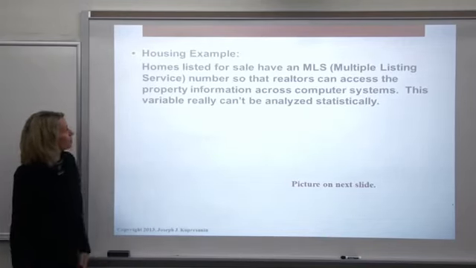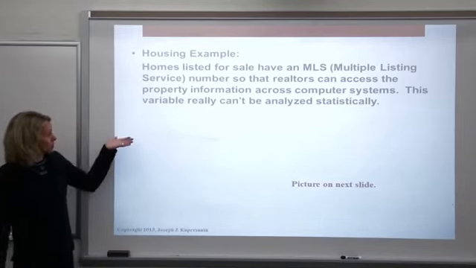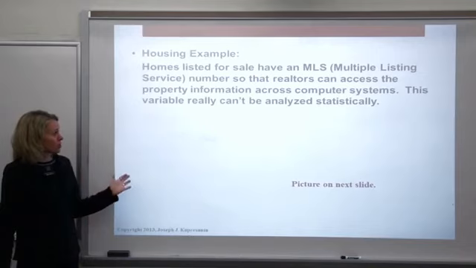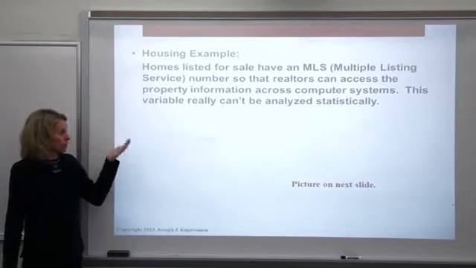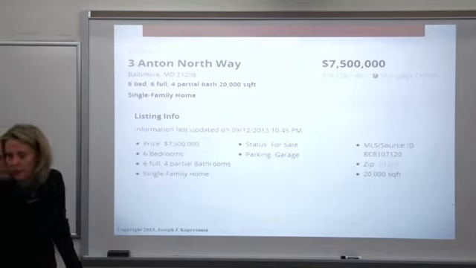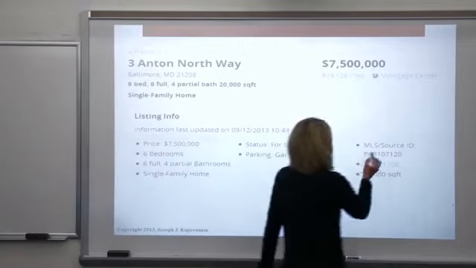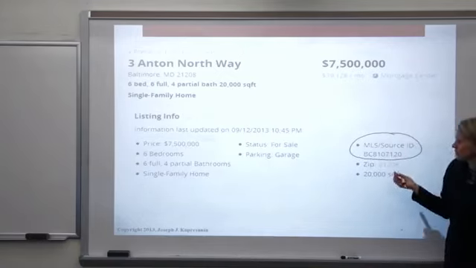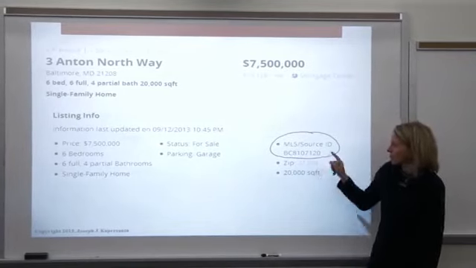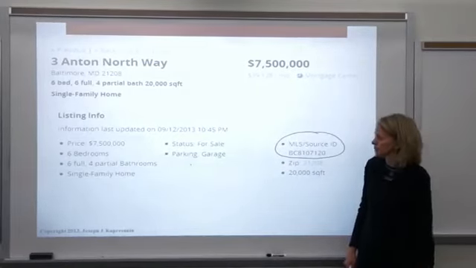In the housing example, homes listed for sale have an MLS number, a multiple listing service number, kind of like the VIN number on your car, so that realtors can access that property information from different computer systems. We would never really analyze that variable. This is an example of an identifier variable. So this is an example of a home listing, and if we look over here, here's this MLS number, and any real estate agent from any company could access that number, and they would know that it's this particular home that's for sale. So that would be the identifier variable in this particular example.